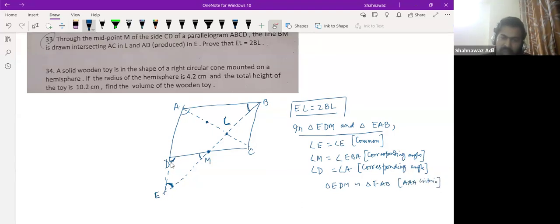And then we can say that ED by EA is equal to EM by EB, and then comes this one, DM by AB, right?